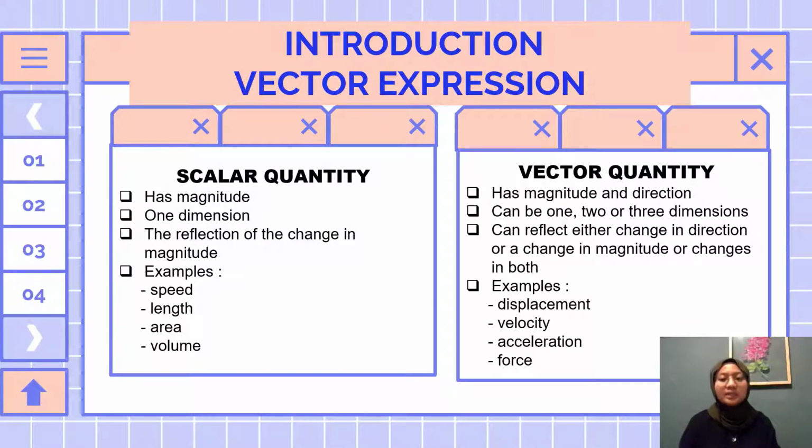A vector quantity has both magnitude and direction. Vector quantity can also be 1, 2, or 3 dimensions. Any change in a vector quantity can reflect either a change in direction, or a change in the magnitude, or changes in both. The result of mathematical operations between two or more vectors may give either a scalar (dot product) or a vector (product, summation, or subtraction). Examples of vector quantity are displacement, velocity, acceleration, and force.